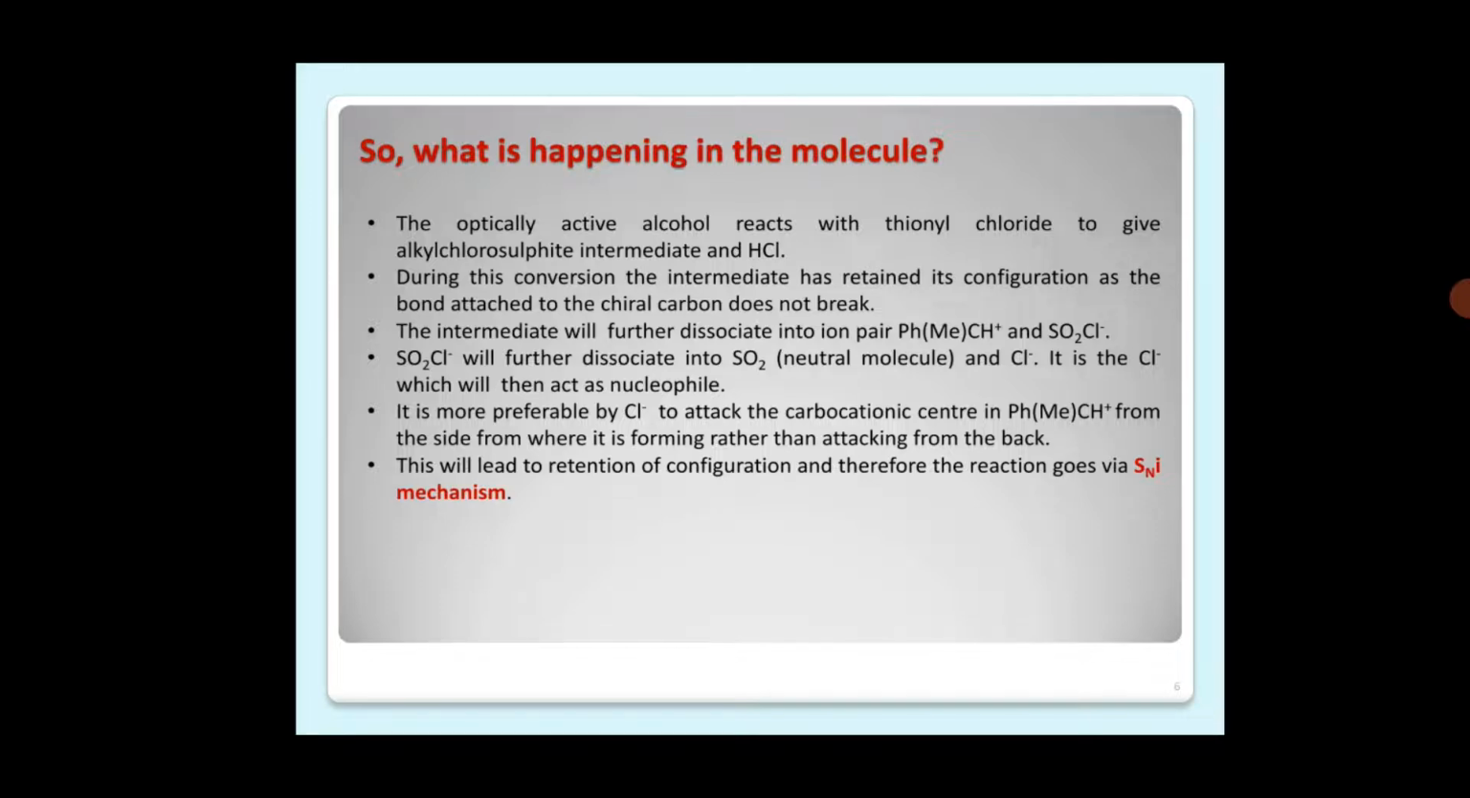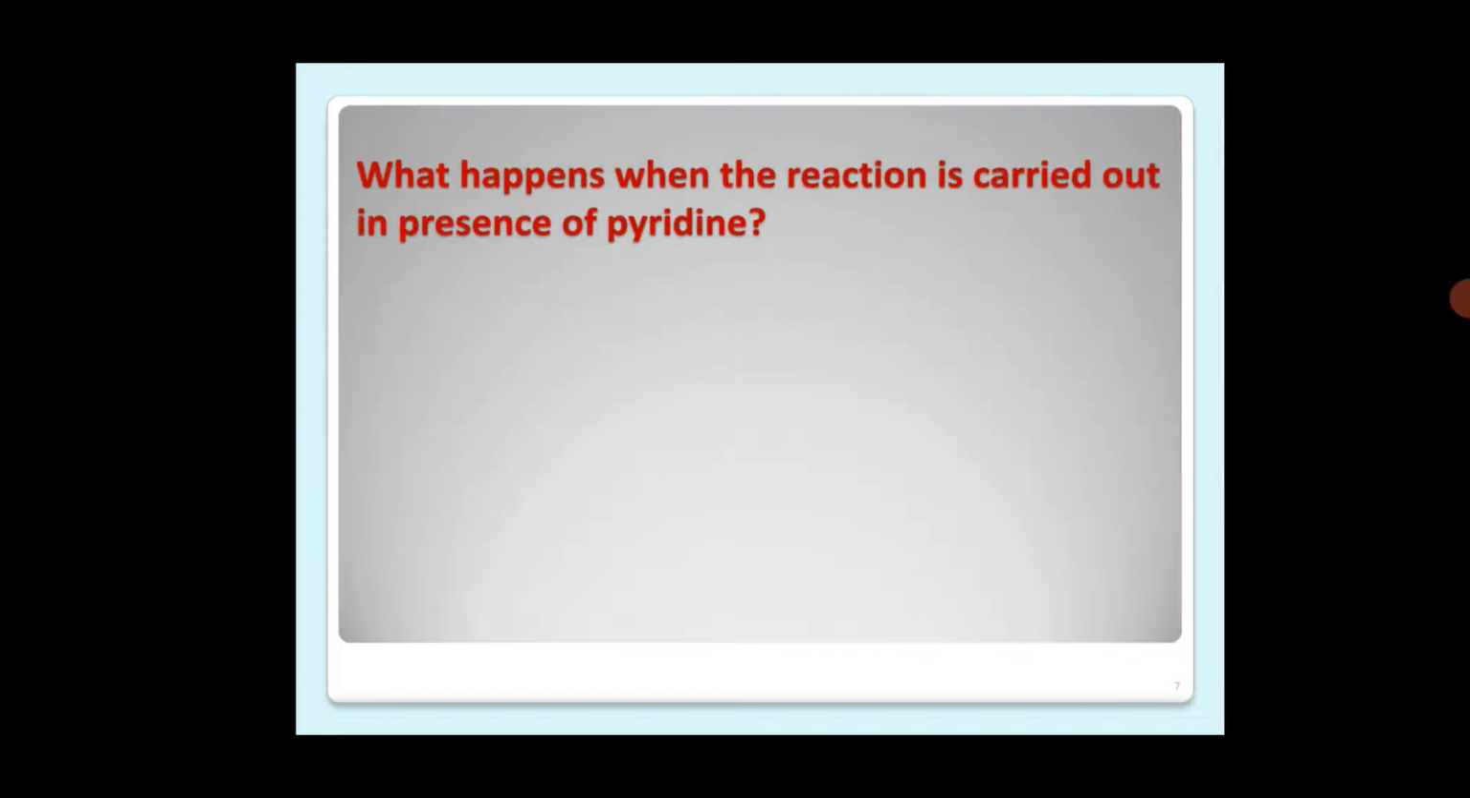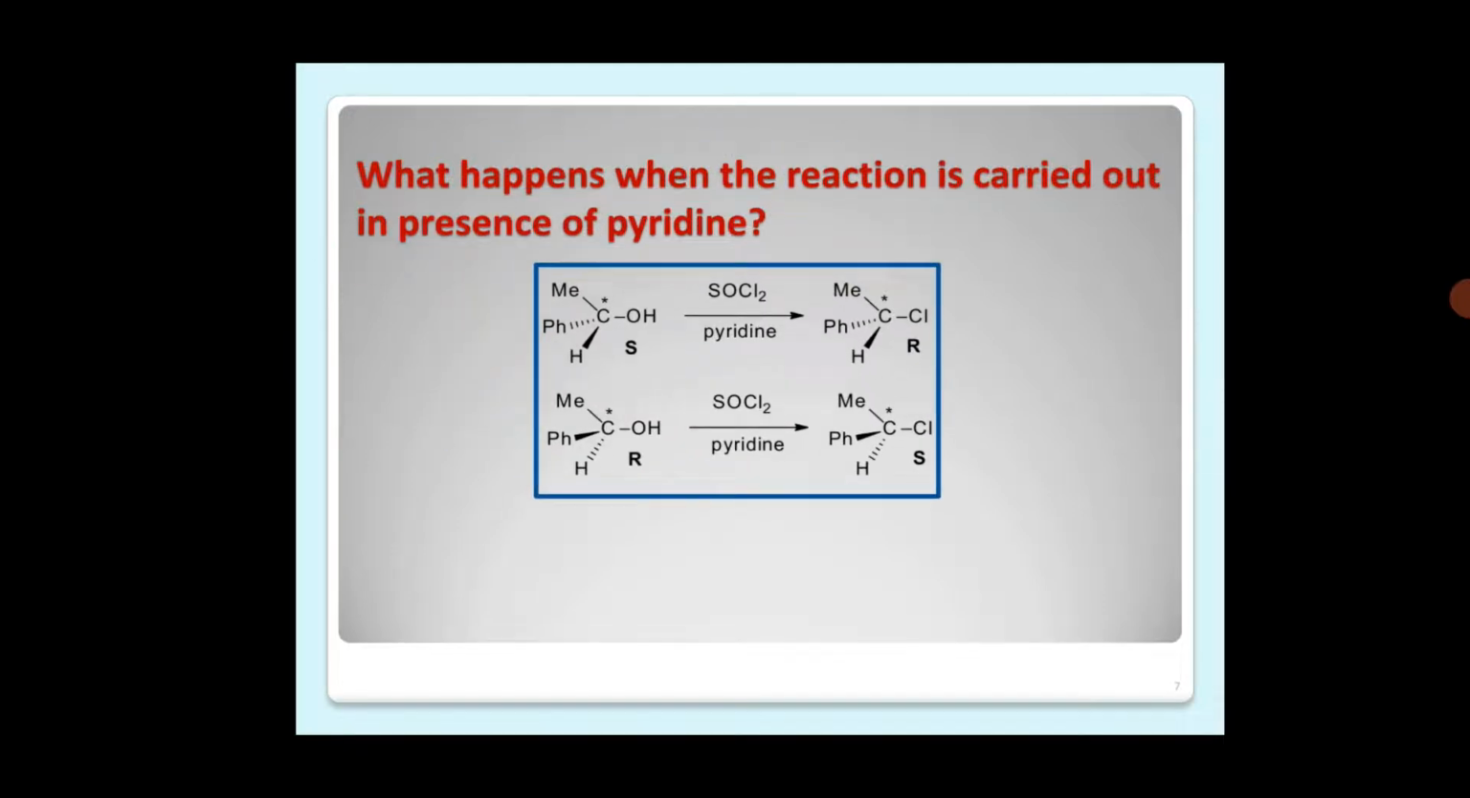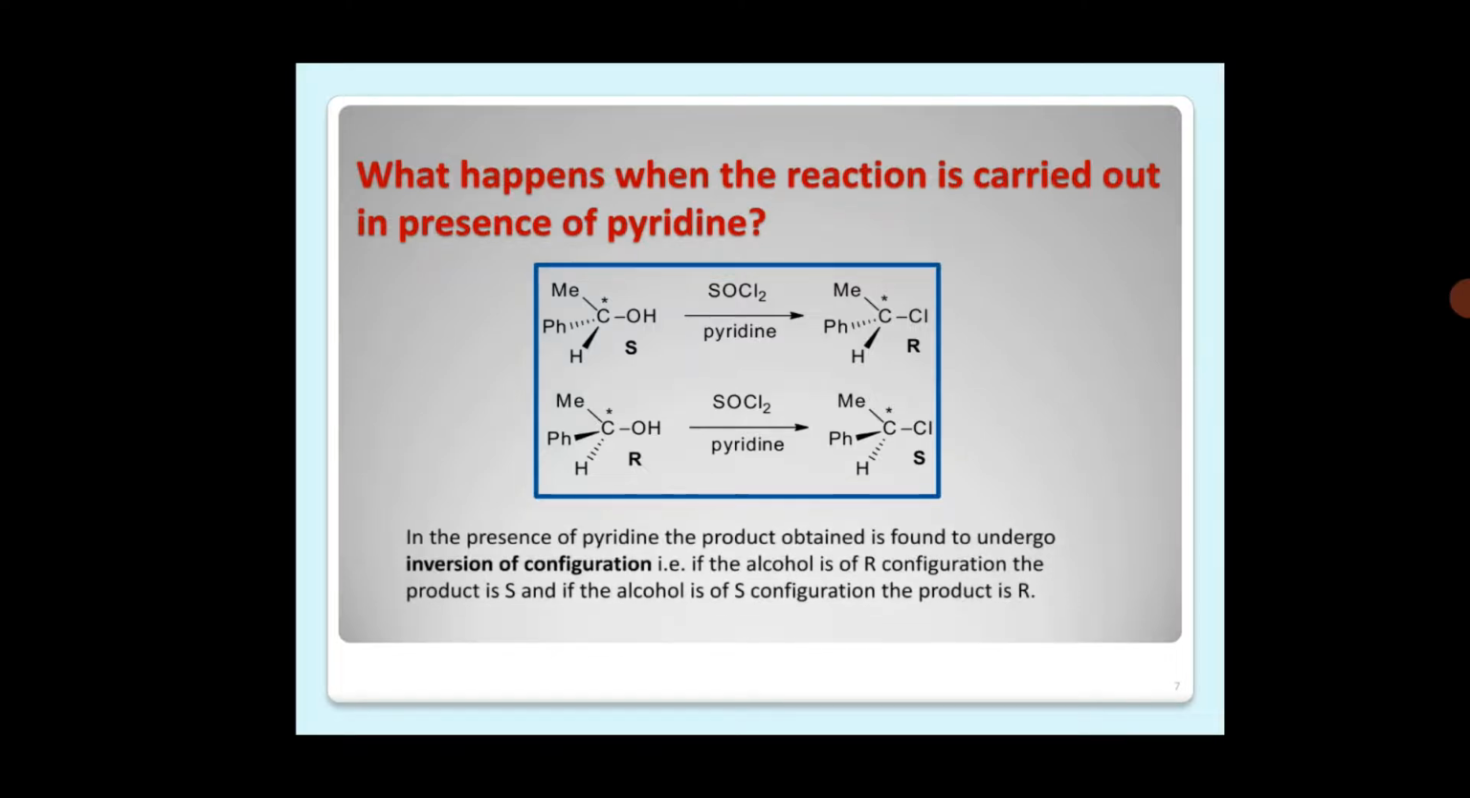Now I will discuss another condition. When the same reaction is carried out in pyridine, the observation is different. In the presence of pyridine, the product obtained is found to undergo inversion of configuration. If the alcohol is of R configuration, the product is S, and if the alcohol is of S configuration, the product is R. To understand this, one has to again look into the mechanism of the reaction.